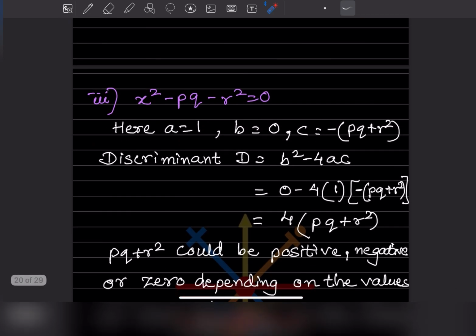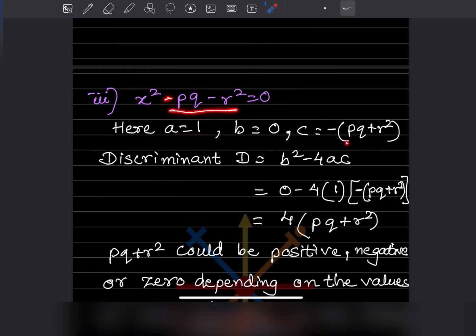Here x square minus pq minus r square is equal to 0. So what you can do here, this a is 1, because ax square plus bx plus c. And here we don't have anything for bx. Now see here, B, we don't have anything, because there is no x term over here. So whatever is there, that is the constant. So here A is 1, B we can write 0, and C is this.